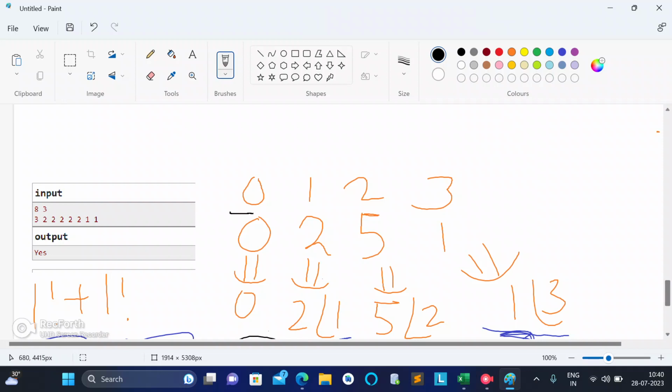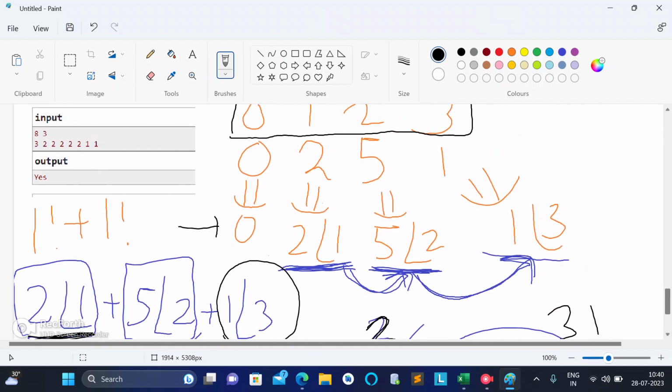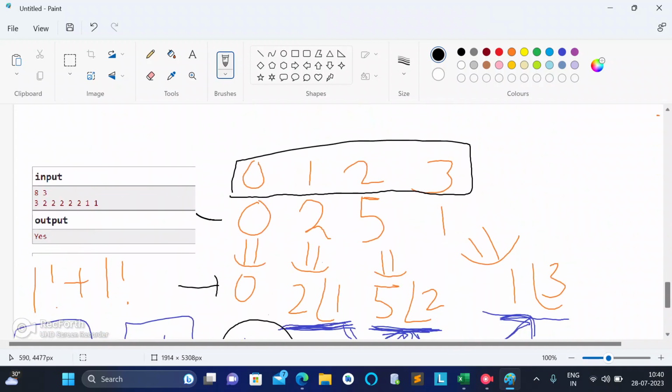So let's recap these steps again. So steps are, first we will write all the elements from 0 to x. Then we will maintain a frequency count, that 0 is present 0 times, 1 is present 2 times, 2 is present 5 times, 3 is present 1 time. Then we will write their meaning.